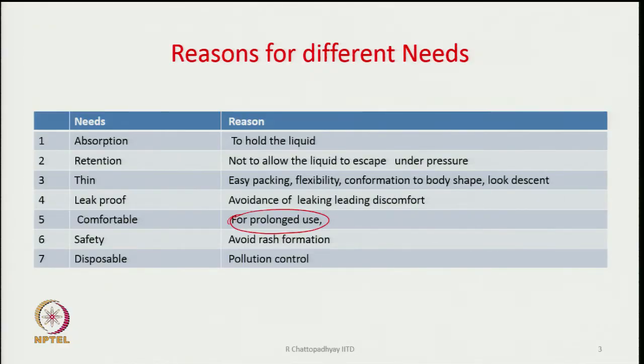Safety angle we have already stated. The other aspect is avoid rash formation. So, you have to see that the product should be to some extent breathable, so that the moisture vapor which is generated from the skin, that can escape from the skin. Otherwise, moisture will accumulate, there will be some kind of sweating, and it can lead to some kind of rash or itchiness. Disposability, we have already stated that mainly so that it should not affect the environment. So, these are the reasons which are also stated.